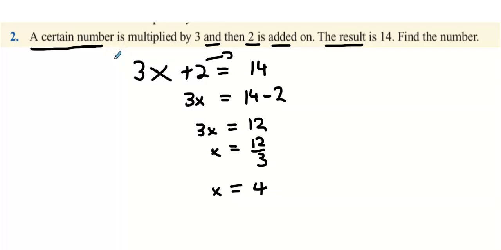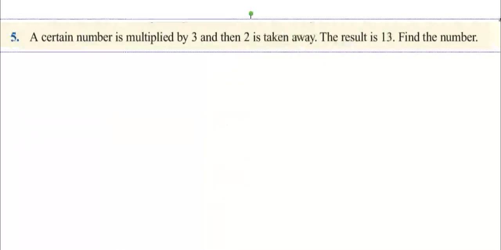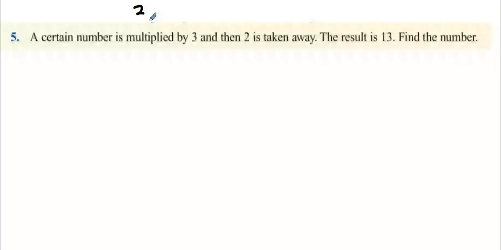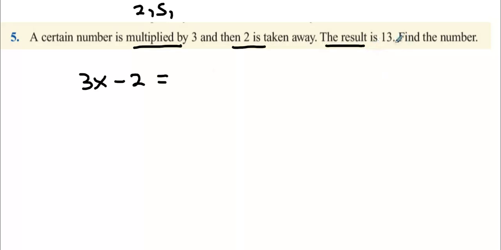Okie dokie. So let's move on to another question, question 5. So we did 2, now we're following up with 5. A certain number is multiplied by 3. So once again, we have a certain number, which is x. We multiply it by 3 to get 3x. We take away 2 this time. So when we take away 2, we have to put down minus 2. The result is means use an equal sign, and then you see your 13.